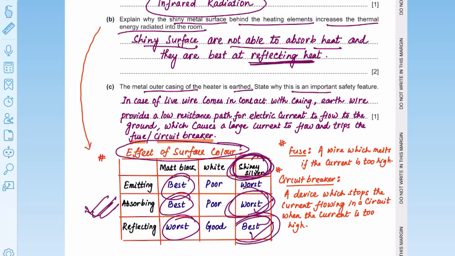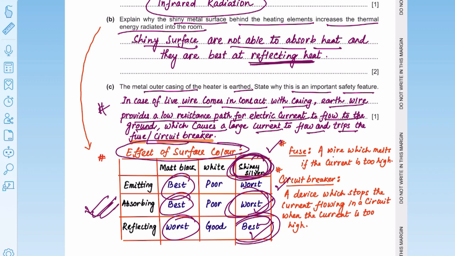Now, the metal outer casing of the heater is earthed. State why this is an important safety feature. I've written the answer; please pause and write it down. In case the live wire comes in contact with the casing, the earth wire provides a low resistance path for the electric current to flow to the ground, which causes a large current to flow and trips the fuse and circuit breaker. I hope you know what a fuse and circuit breaker are. I've written the definitions for those also.